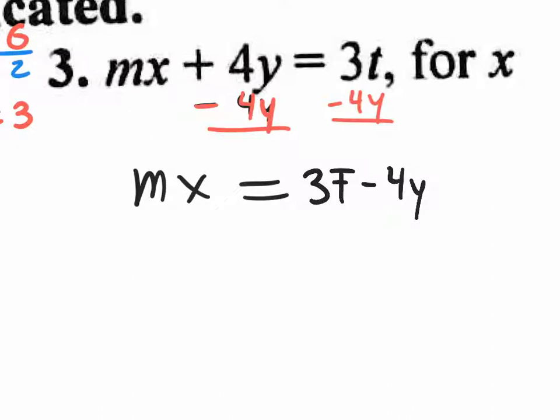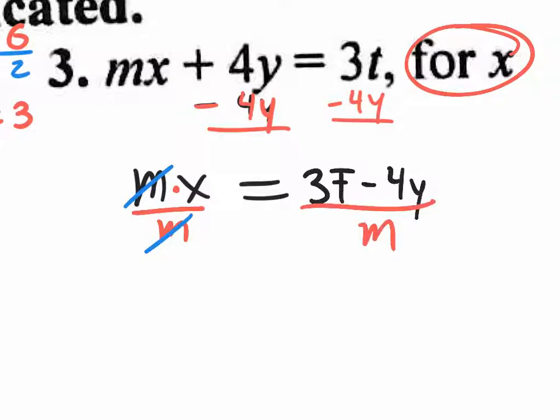So I almost have x by itself. They're telling us to solve for x. Right here it says m times x. I don't want m times x, I just want x. So what do I need to do to get rid of that m? I need to divide it by m. And that'll get rid of it. m will cancel out with m. But of course, what I do to one side, I need to do to the other side, to the whole entire thing. Now you could say the whole thing divided by m, and that would be your answer. x equals 3t minus 4y all over m.